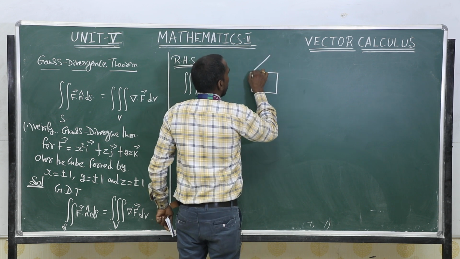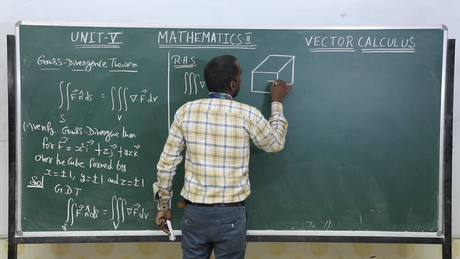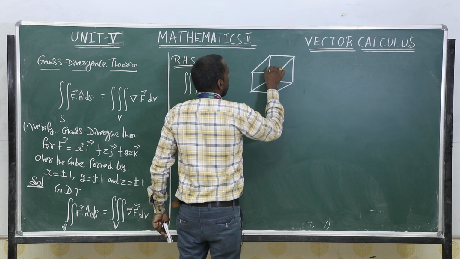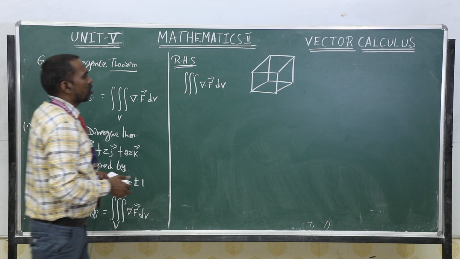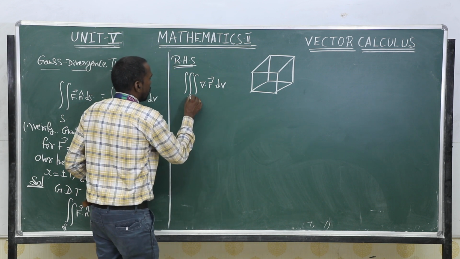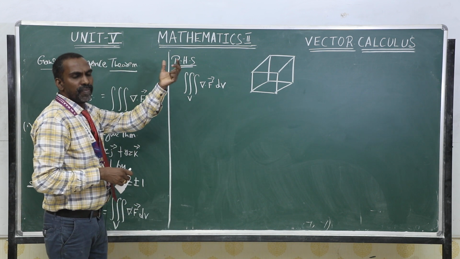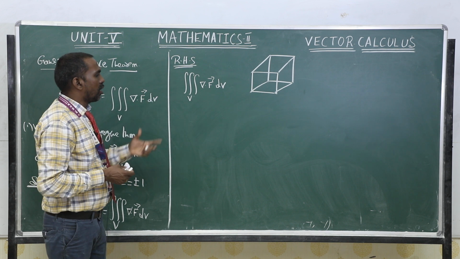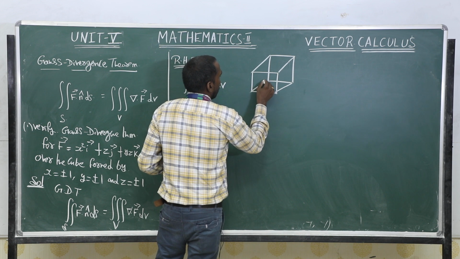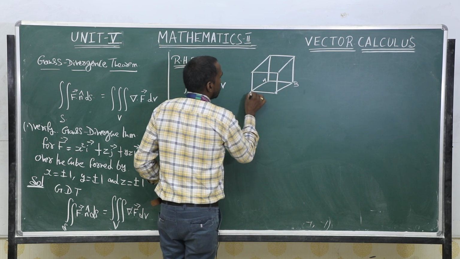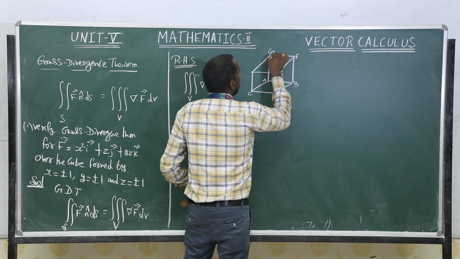This is a cube. We have to draw the cube. So here I take the x axis as length, y axis as breadth, z axis as height, length into breadth into height. Volume will be defined as dV, that is dx dy dz. So x is the length, y is the breadth, and z is the height of the cube. I can give any names, for example this is A, B, C, D, E, F, G, H.